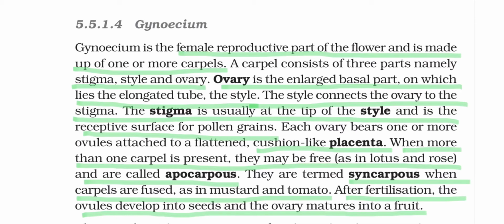We are going from top to bottom. Now each ovary bears one or more than one carpel. So this condition is found in various examples. It is apocarpous when more than one carpel is present. So this is apocarpous condition. They may be either free as in lotus or in rose, and sometimes these are syncarpous condition also, where the carpels are fused as in mustard and tomato.